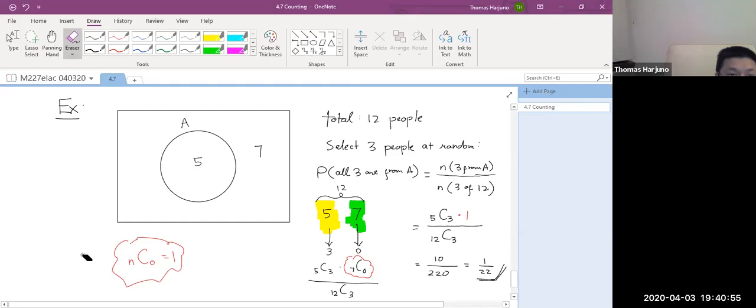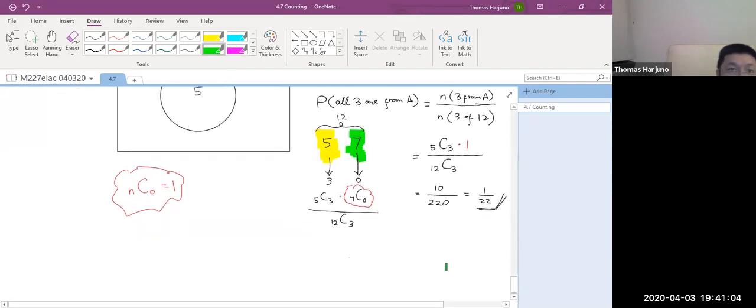Now, let me modify the same question here. I still select 3 people at random, but I change the question. Part B, what is the probability that I get 2 from A? Now, implicitly, it means if 2 are from A, how many are not from A? 1 not from A.